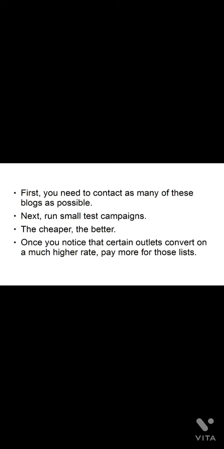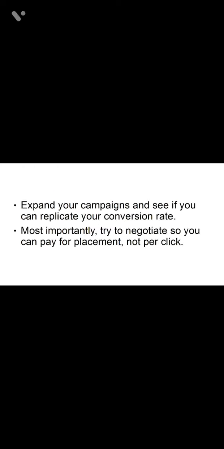First, you need to contact as many of these blogs as possible. Next, run small test campaigns. The cheaper, the better. Once you notice that certain outlets convert at a much higher rate, pay more for those lists. Expand your campaigns and see if you can replicate your conversion rate. Most importantly, try to negotiate so you can pay for placement, not per click.